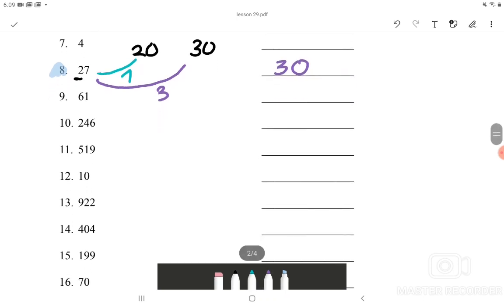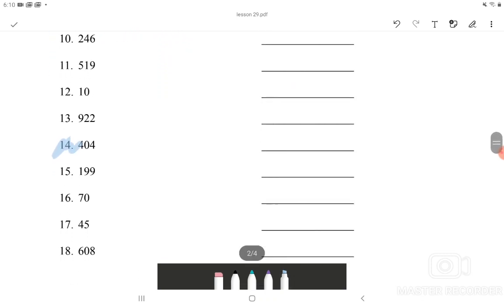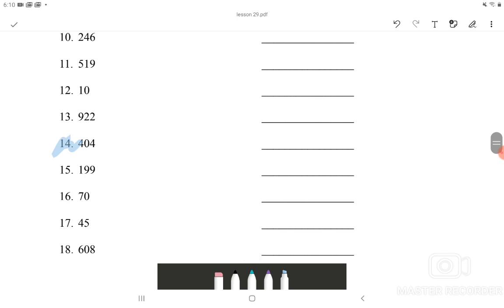I'll be doing number 4 as the last problem on this section. Now 404, because now it's in hundreds. Now the greatest place is hundreds place. We'll be looking at tens place, which is in the middle. It's no longer the first, but it's the second because it is a 3-digit number.